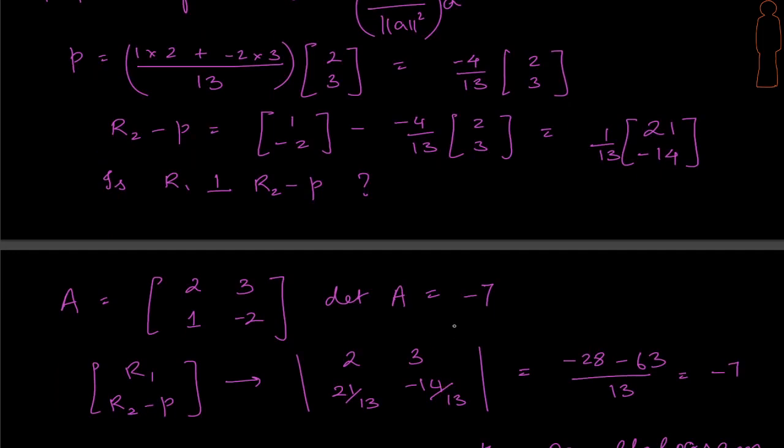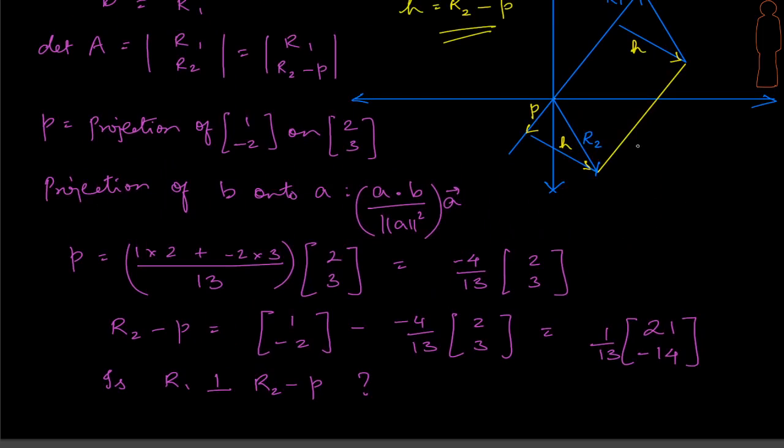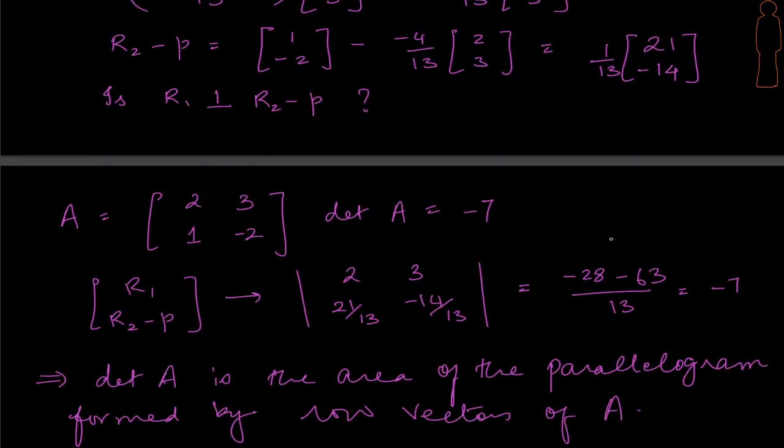Okay, so let me figure out what's the determinant of A. My original determinant is -7. I am keeping R1 and replacing the second row by the height, which is what we obtained here. I replaced it here. Very interestingly, when I calculate the determinant, indeed it is -7. Let's take a look at the area of this rectangle. The area of this rectangle is going to be the magnitude of R1 times the magnitude of the height. Please calculate that for yourself, and you're sure to find that that's going to be 7 again, right?